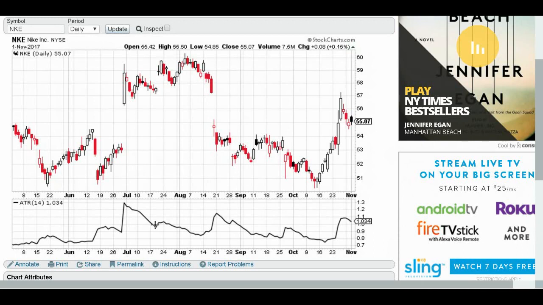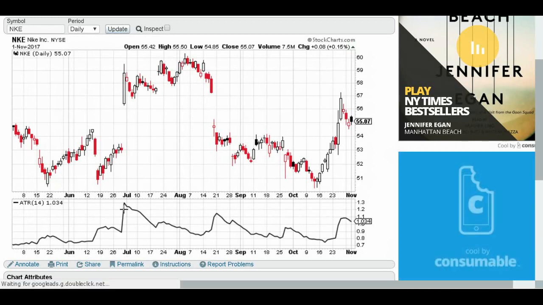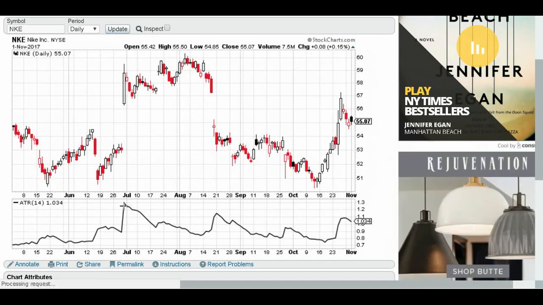Okay. So you can fade the move either to the upside or the downside. But average true range will tell you when volatility is really reaching an extreme level, and that's a time when I like to sell options.